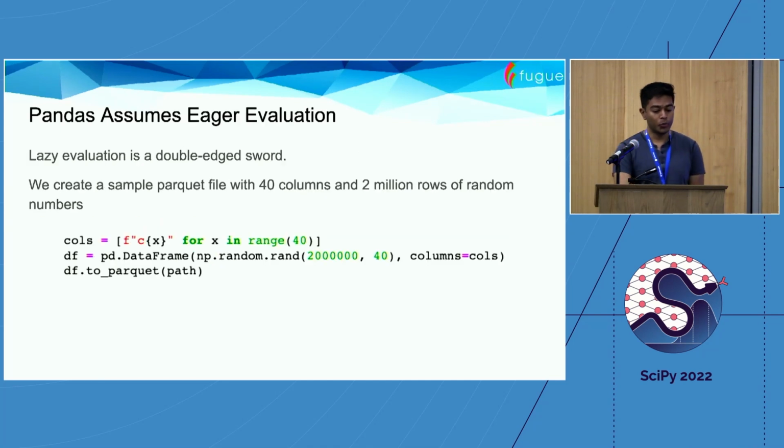Pandas also assumes eager evaluation. However, lazy evaluation can be used to sometimes both reduce computing requirements and reduce the time taken for computation. It is not, however, entirely without risks, as we'll see later. In this particular benchmark, we created a Parquet file with 40 columns and 2 million rows with random numbers.